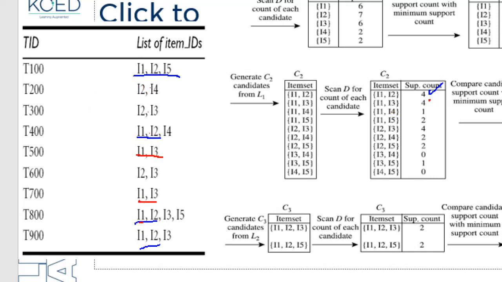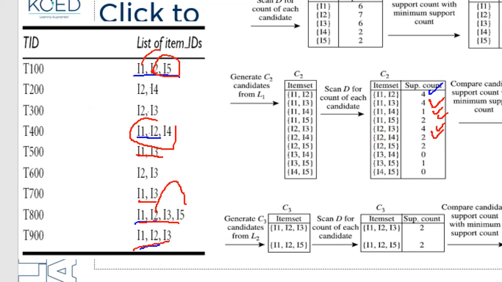I1, I3 occurs 4 times, so the number of occurrences equals 4. If you take I1, I4, they come together in only one transaction, so 1. Like I5, I2: here I5, I2 occurs 1 time, and here I5 also occurs only 2 times. Likewise, I2, I3 occurs 4 times.